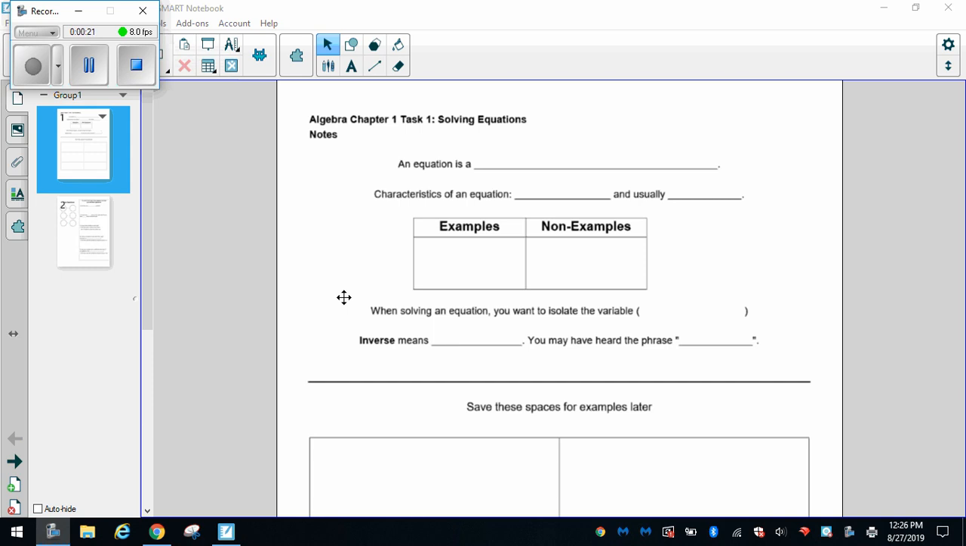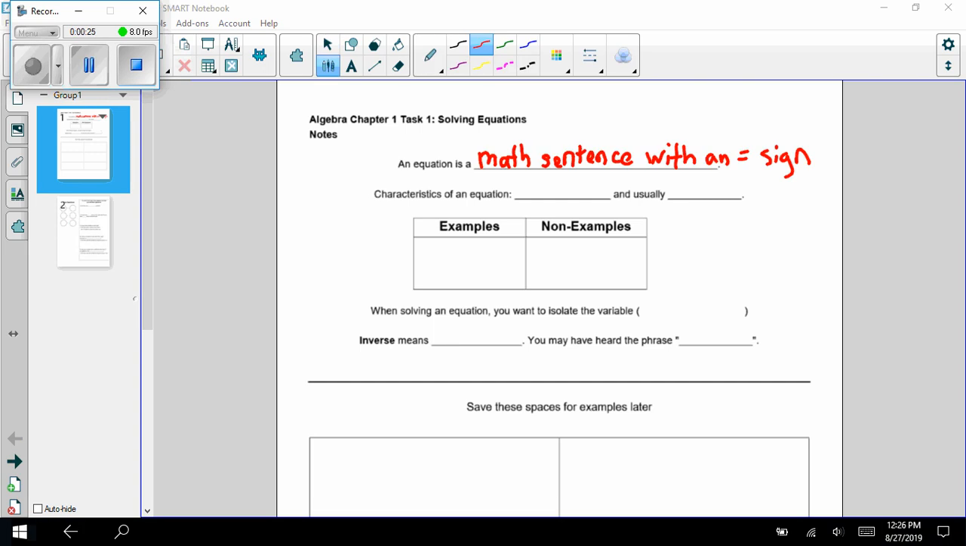An equation is a math sentence with an equal sign. Some characteristics of an equation would include it has an equal sign, as said in the notes above. I'll write that right here. Has to have an equal sign. And it usually has variables and numbers.